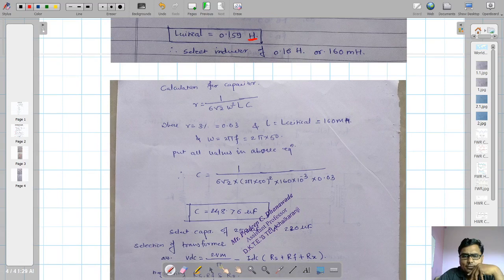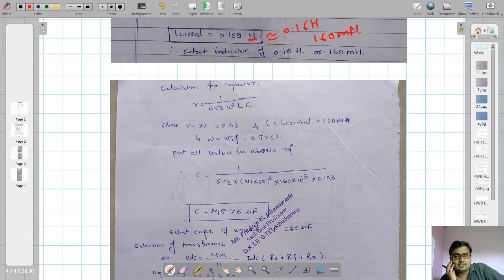So approximately 159 means I can write 0.16 Henry, which is approximately 160 millihenry. Now you have to go to the shop and ask for exactly 160 millihenry. Obviously you will never get an exact 160 millihenry inductor.